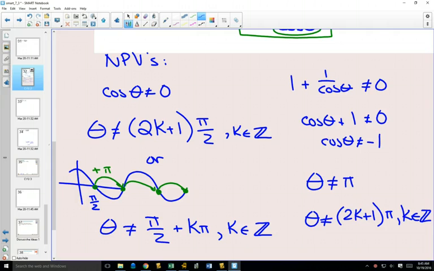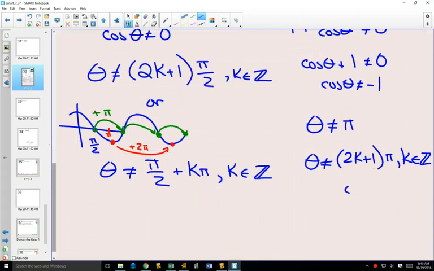If we think about it on the graph, I'll do it on this same graph in red. Can you see that negative 1 is right here at pi? And that the next time it's negative 1 is here. How much of a jump is it between those? It's a jump of 2 pi this time. So another way of writing this, you could say theta can't equal pi plus as many multiples of 2 pi as we want. So those are our non-permissible values.